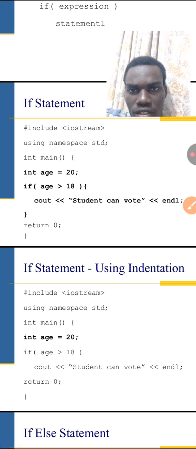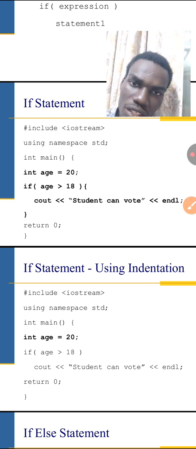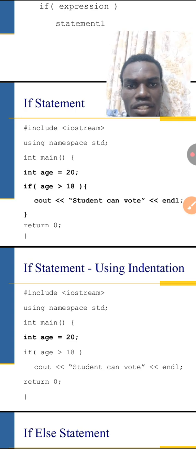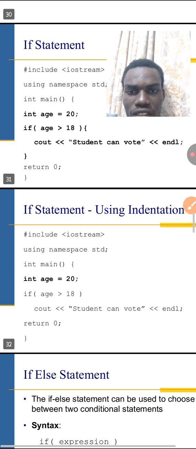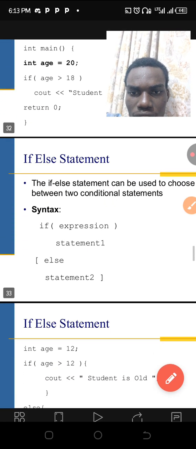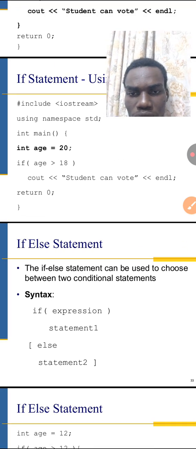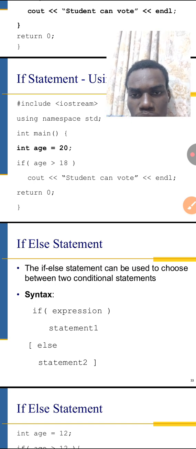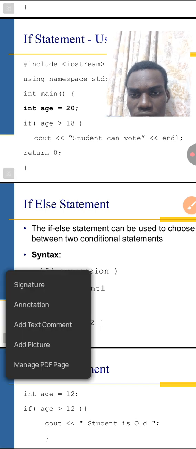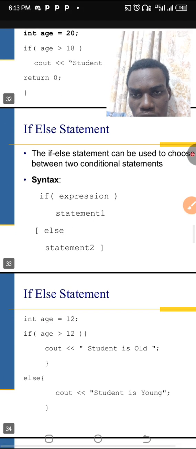So if age is greater than 18, then you print out "student can vote." So this is a condition statement. And the if-else statement can be used to choose between two conditional statements. For the first statement you use the if, and for the second statement you use the else.